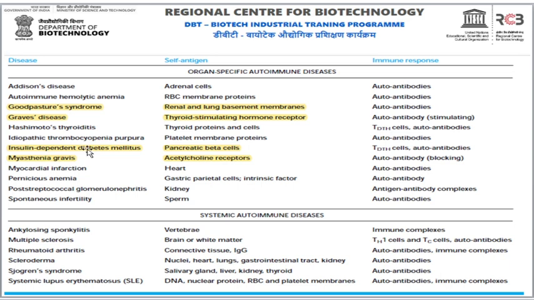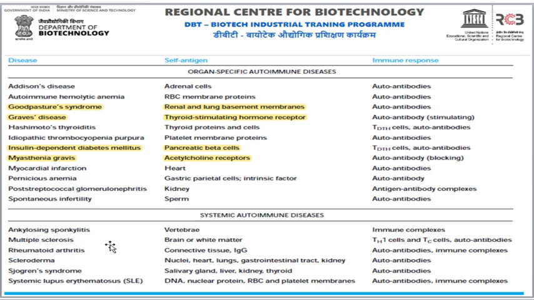Next, in insulin-dependent diabetes mellitus, the self-antigen will be present in the pancreatic beta cell, and in myasthenia gravis, the self-antigen will be present in the acetylcholine receptors. In pernicious anemia, the self-antigen will be present in the gastric parietal cells or intrinsic factor. And in spontaneous infertility, the self-antigen will be present in the sperm cells. Next, coming to ankylosing spondylitis, the self-antigen will be present in your vertebrae, and multiple sclerosis. Myasthenia gravis comes under organ specific, and multiple sclerosis is a systemic autoimmune disorder.